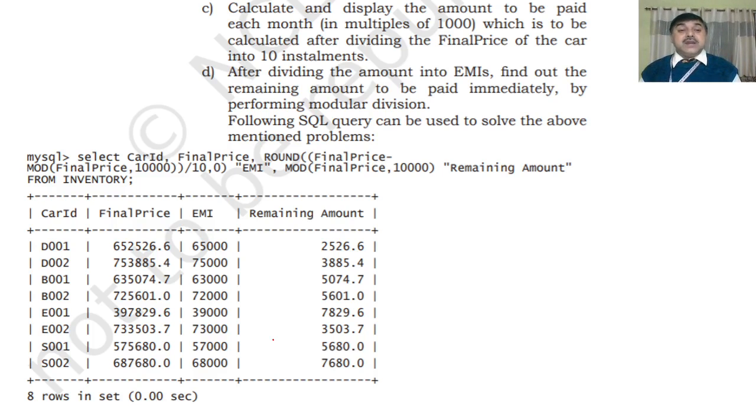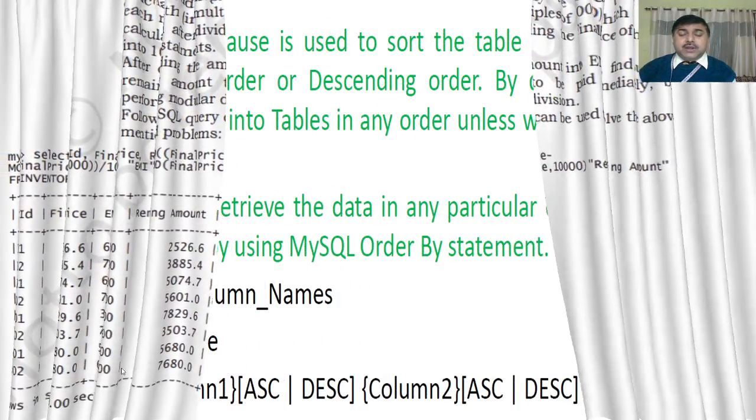So what we have done, see here: SELECT car_id, final_price, ROUND(, then inside that I open a bracket, then again one bracket, then final_price MOD (final_price, 10000), then all the brackets close, divided by 10, 0. That means from the 0th position it is the EMI. Then MOD final_price, and the heading for the remaining will be remaining amount. This way you can give the heading also. This is how you can find that it is working.